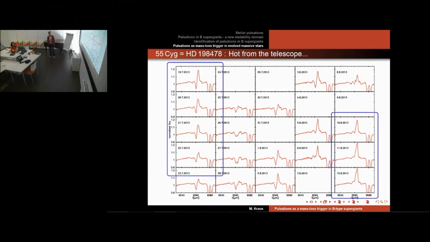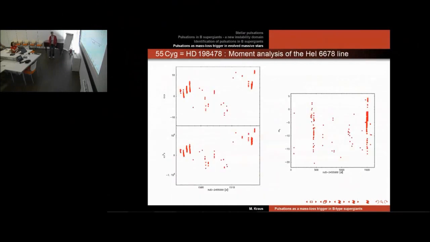But we were very lucky that in these first four nights and in these last three nights of this total of 25 nights, the conditions were so good that we could take time series all over the night. So we started to analyze basically the helium line because it's the strongest line in the spectrum, so we concentrated on that one. And we performed the moment method.